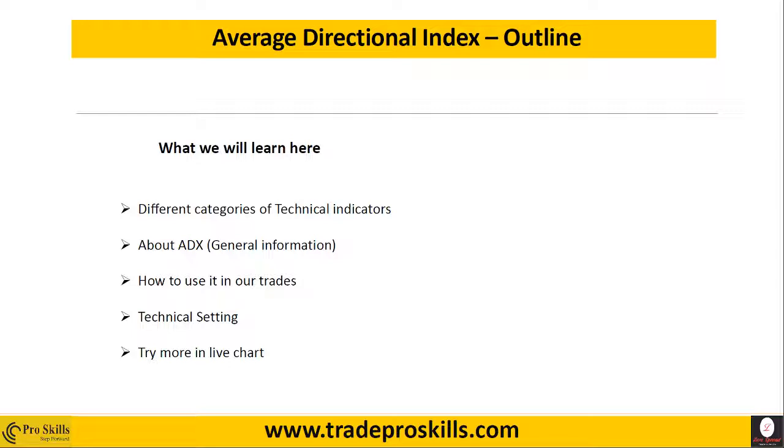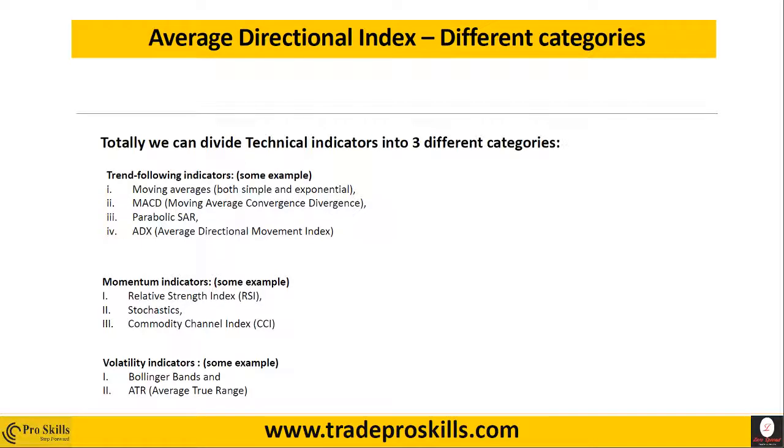What we're going to talk about today: different categories of technical indicators, then general information about ADX, how to use it in our trades, the technical settings, and then we will try it on a live chart to understand it better. As I told before, we have three kinds of indicators: trend following indicators, momentum indicators, and volatility indicators. You can see different examples of them, the most useful of each. We have videos for all of them on our website, and you can check them one by one and see how they work.